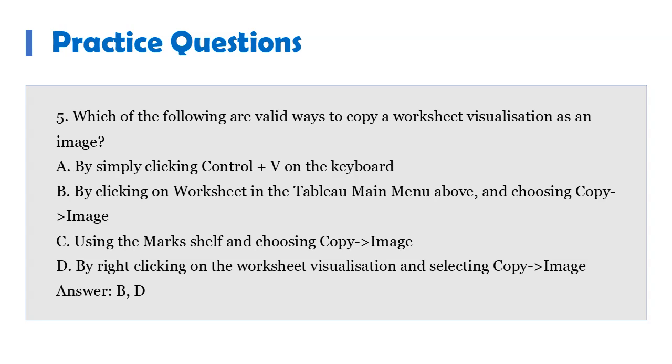5. Which of the following are valid ways to copy a worksheet visualization as an image? A. By simply clicking Ctrl+V on the keyboard. B. By clicking on Worksheet in the Tableau main menu above, and choosing Copy to Image. C. Using the Marks shelf and choosing Copy to Image. D. By right-clicking on the worksheet visualization and selecting Copy to Image. Answer: B, D.